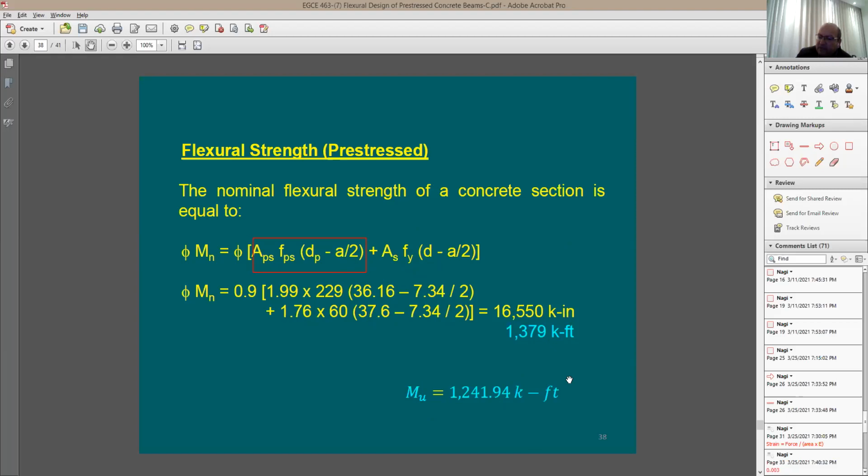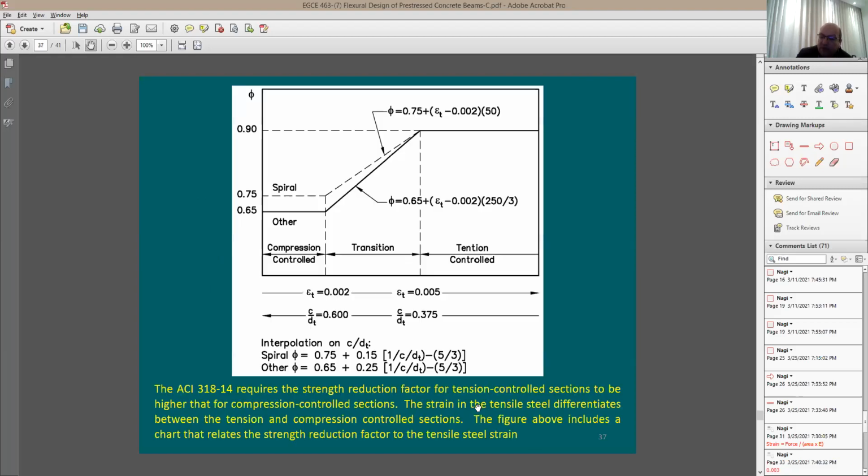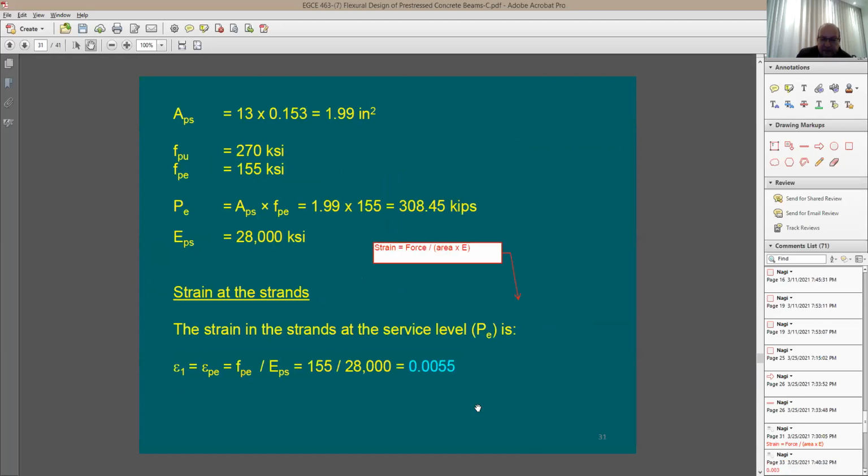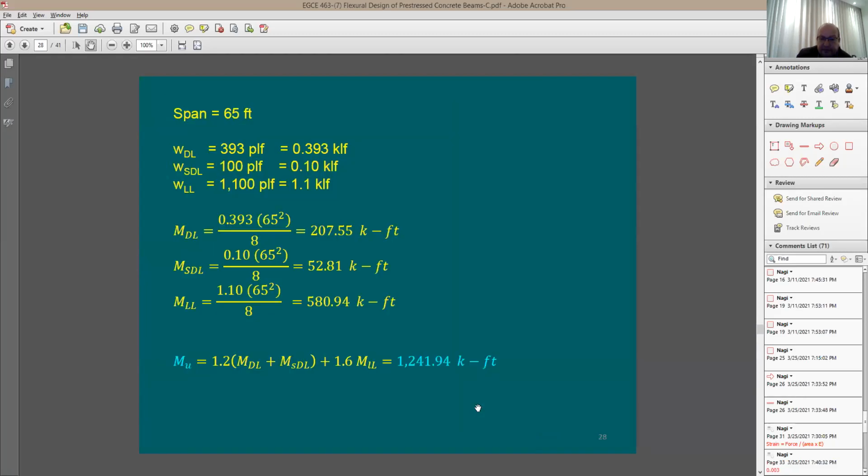This beam is good because it can support all the way to 1379, and the applied moment as a strength design is 1241 or 1242 if you like. I'm going to take you back here to Mu. Here's Mu, 1242. Any questions? Any questions here? No?